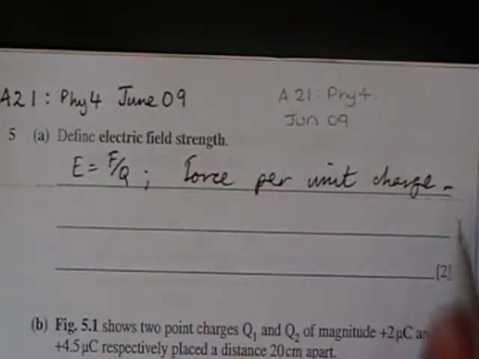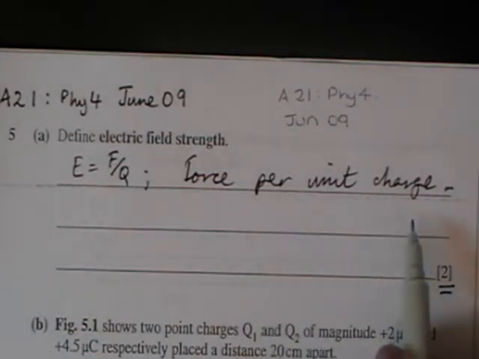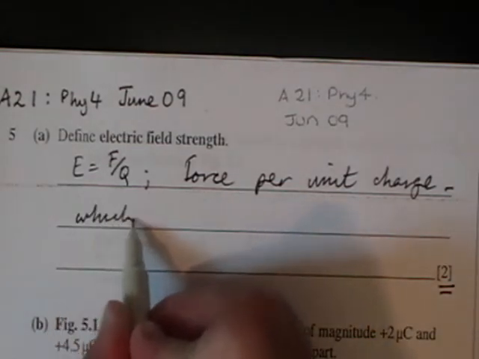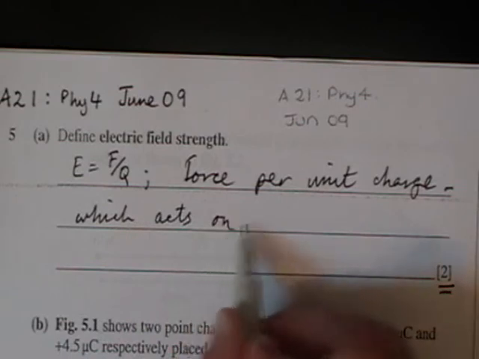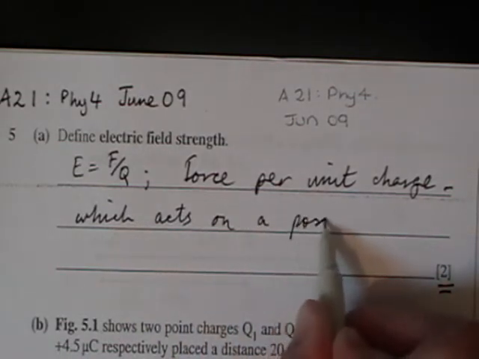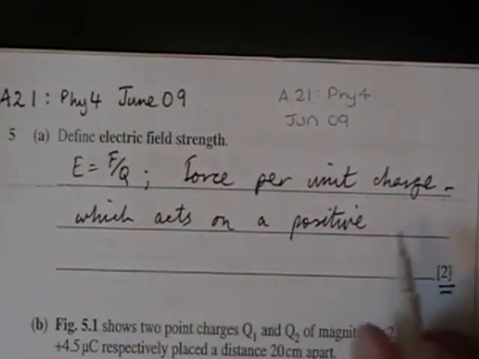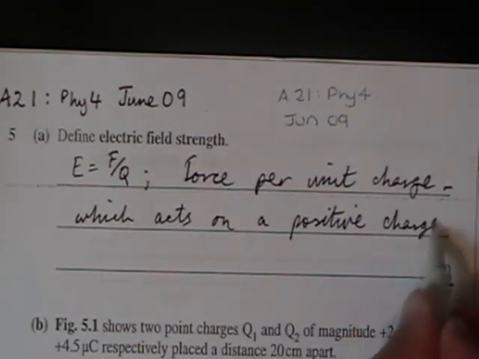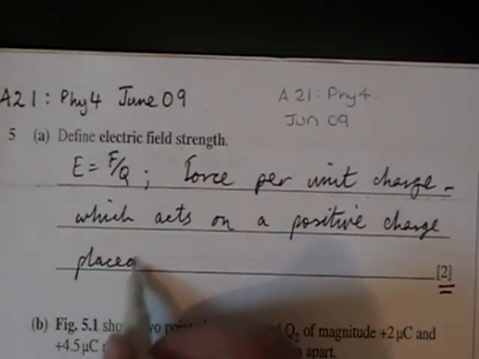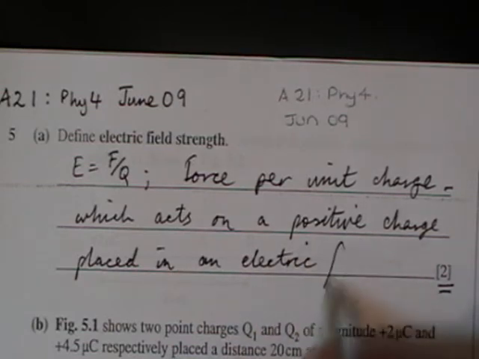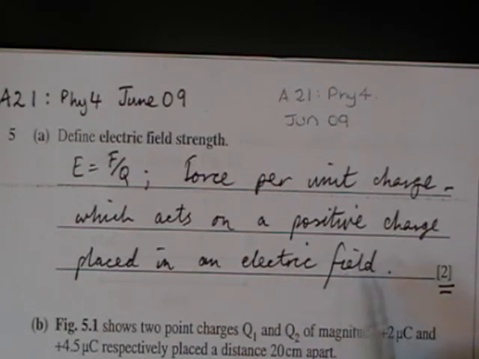We've got 2 marks available for that. So it's the force acting per unit charge which acts on a positive charge, and we need that to get the second mark. So it's force per unit charge which acts on a positive charge placed in an electric field. Okay, so those are the 2 points. We need a positive charge part and force per unit charge.